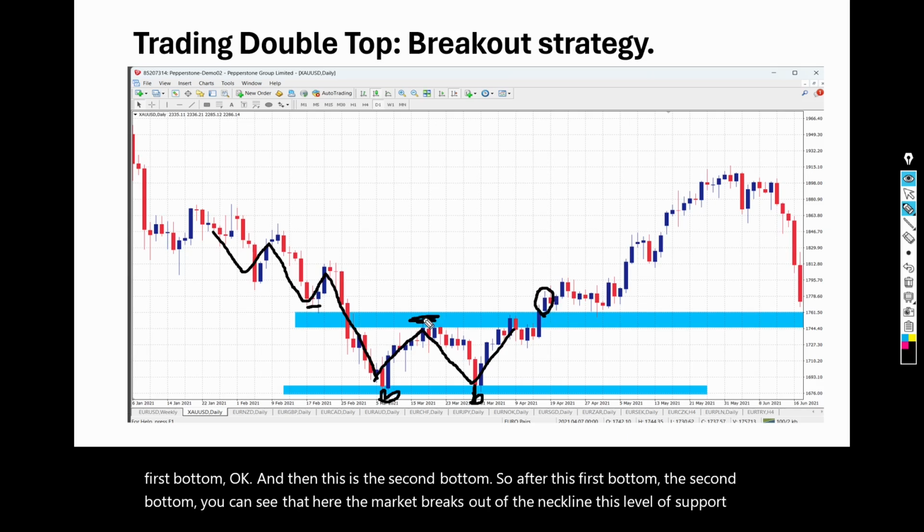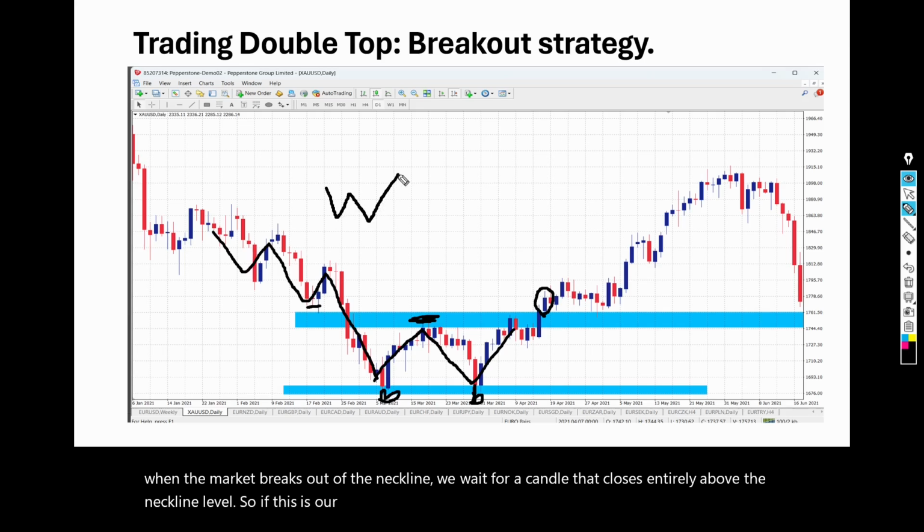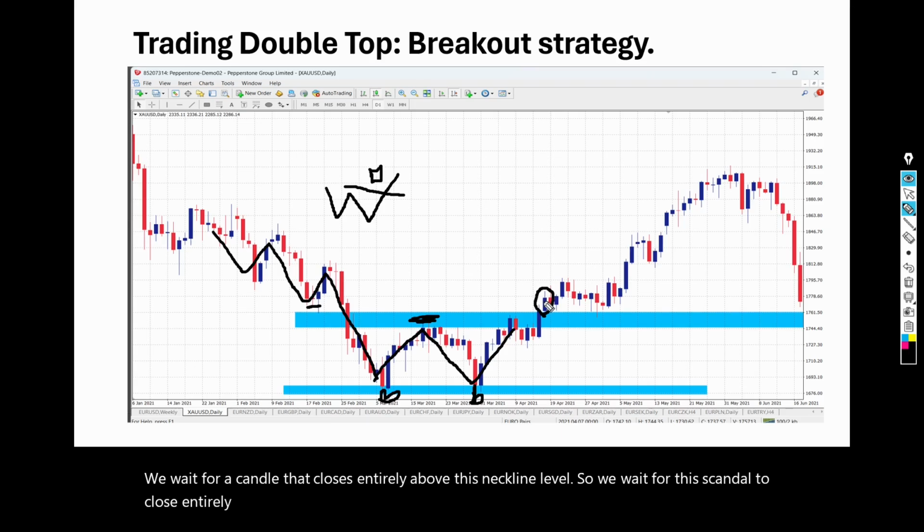When the market breaks out of the neckline, we wait for a candle that closes entirely above the neckline level. So if this is our structure formed, we wait for a candle that closes entirely above this neckline level. So we wait for this candle to close entirely above, like this blue candle I have circled. So we could put our buy stop order and then catch the wave up.